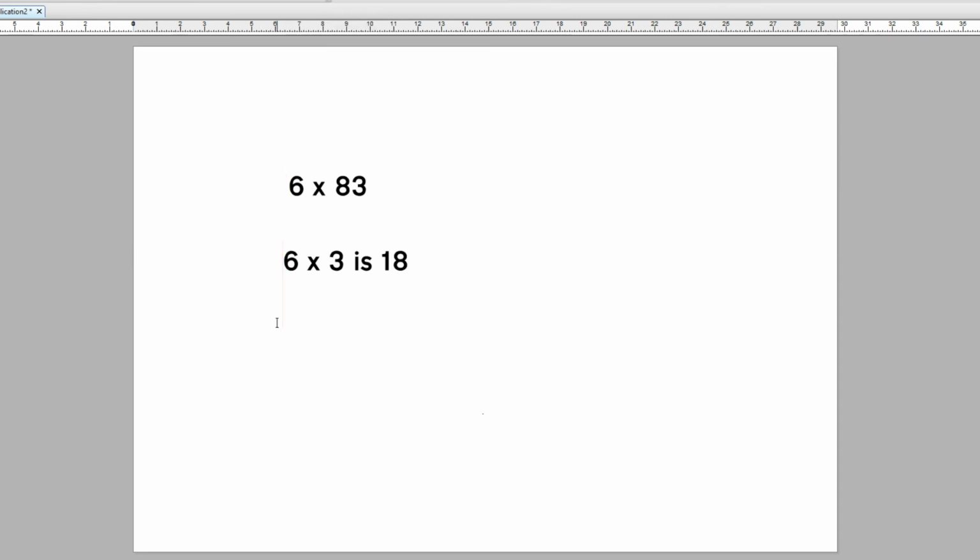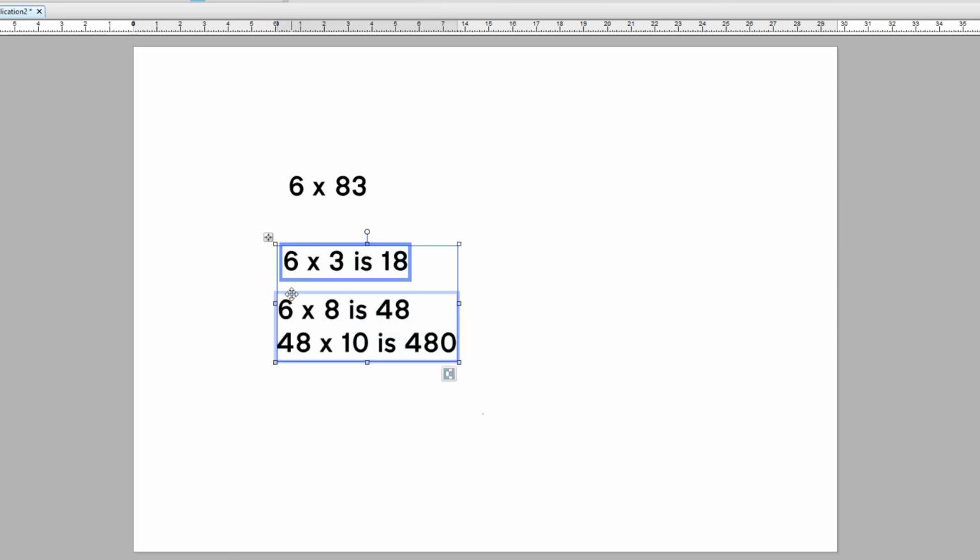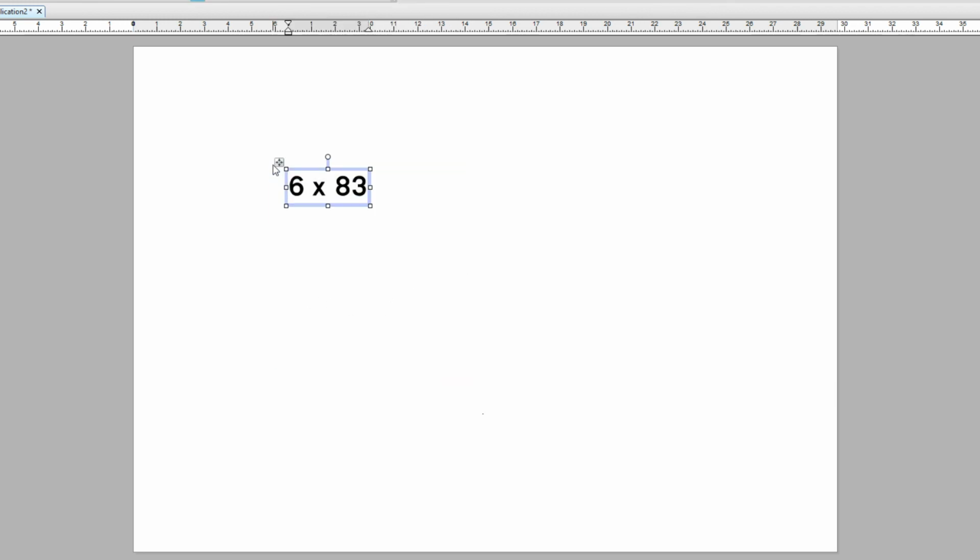6 times 8 times 10. 6 times 8 is 48. 48 times 10 is 480. 480 add 18 is 498. And that'll give me the answer quickly. That's what is called partitioning. I think it's quite good for easily just multiplying things in your head, and it's quite cool.